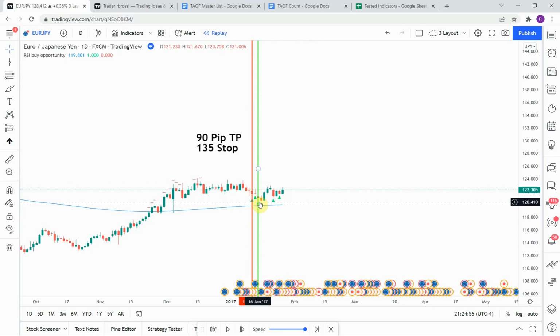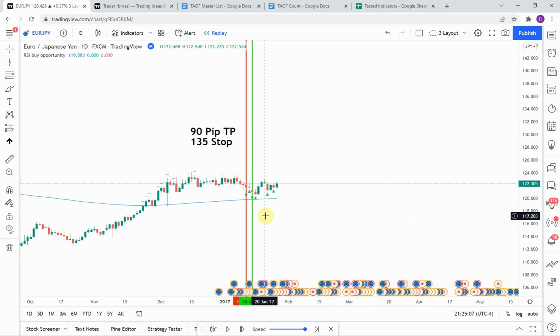Then we pick up another long right here. This one works out pretty well. We get a nice push to the upside right after we enter, and that one does get us to take profit. So let's go ahead and continue on.